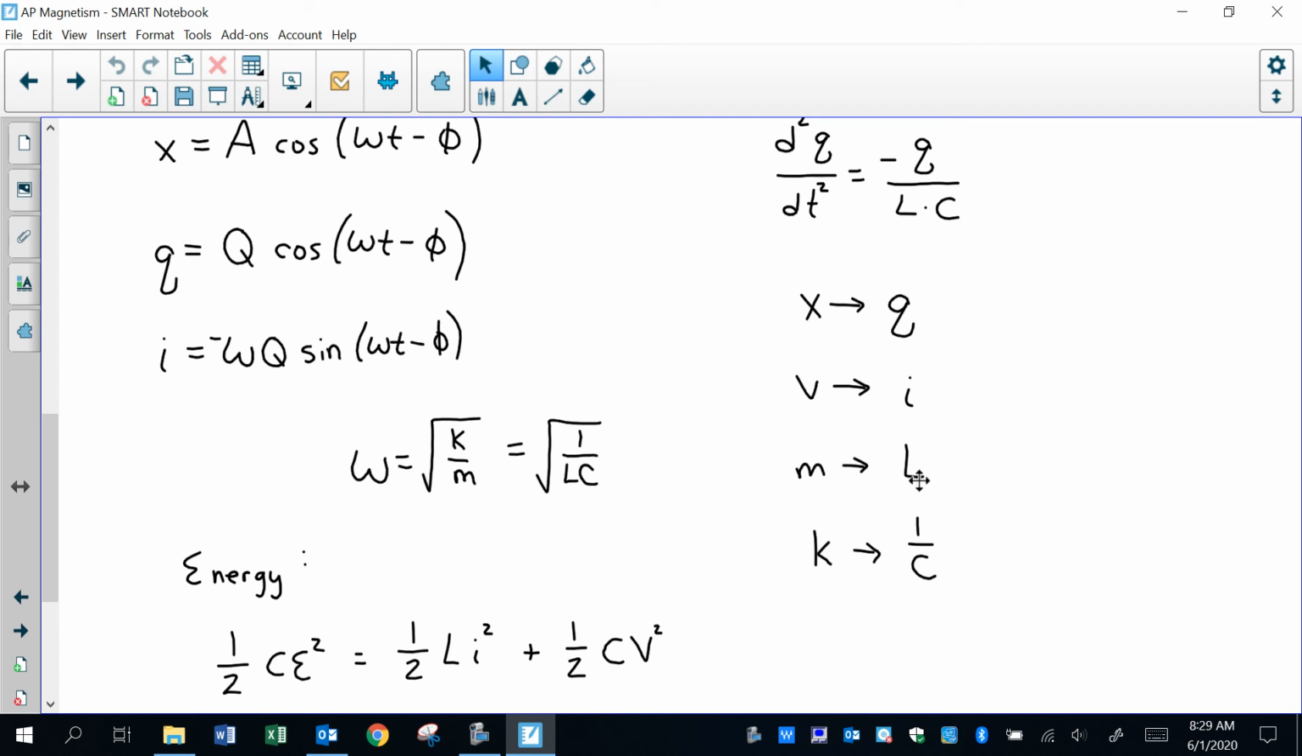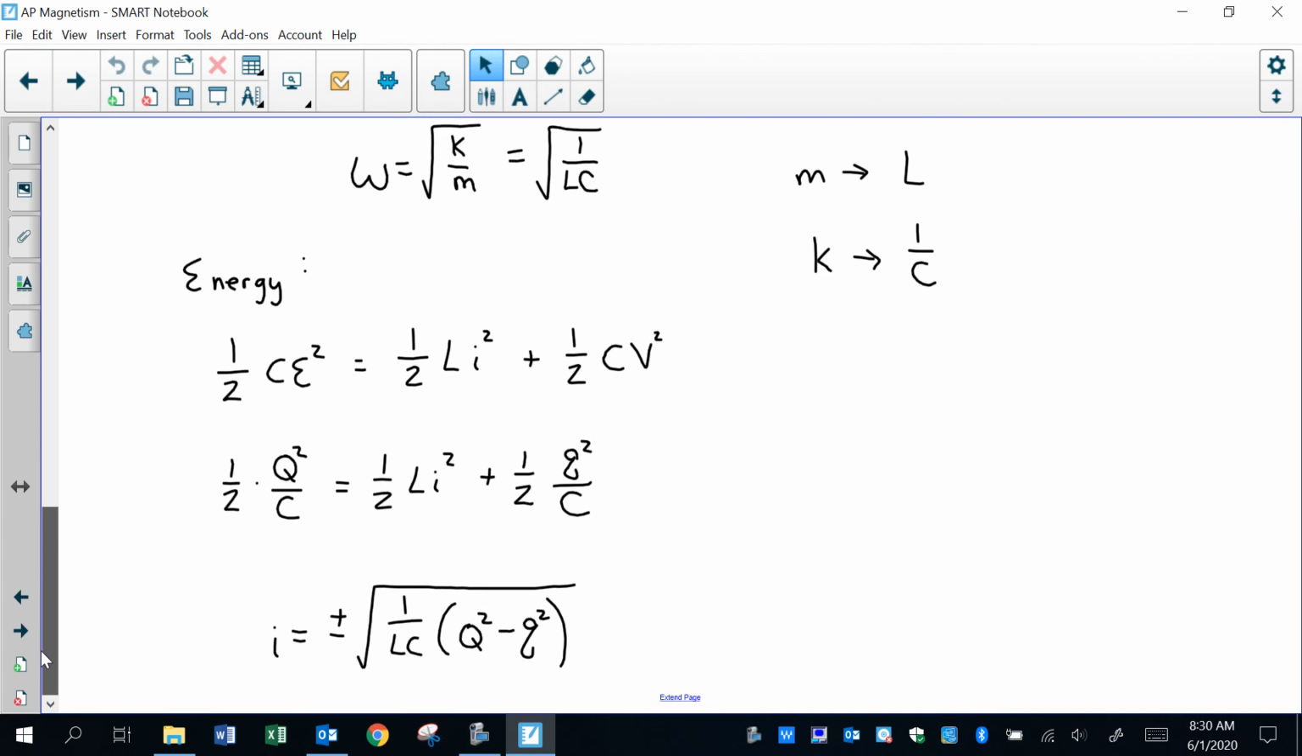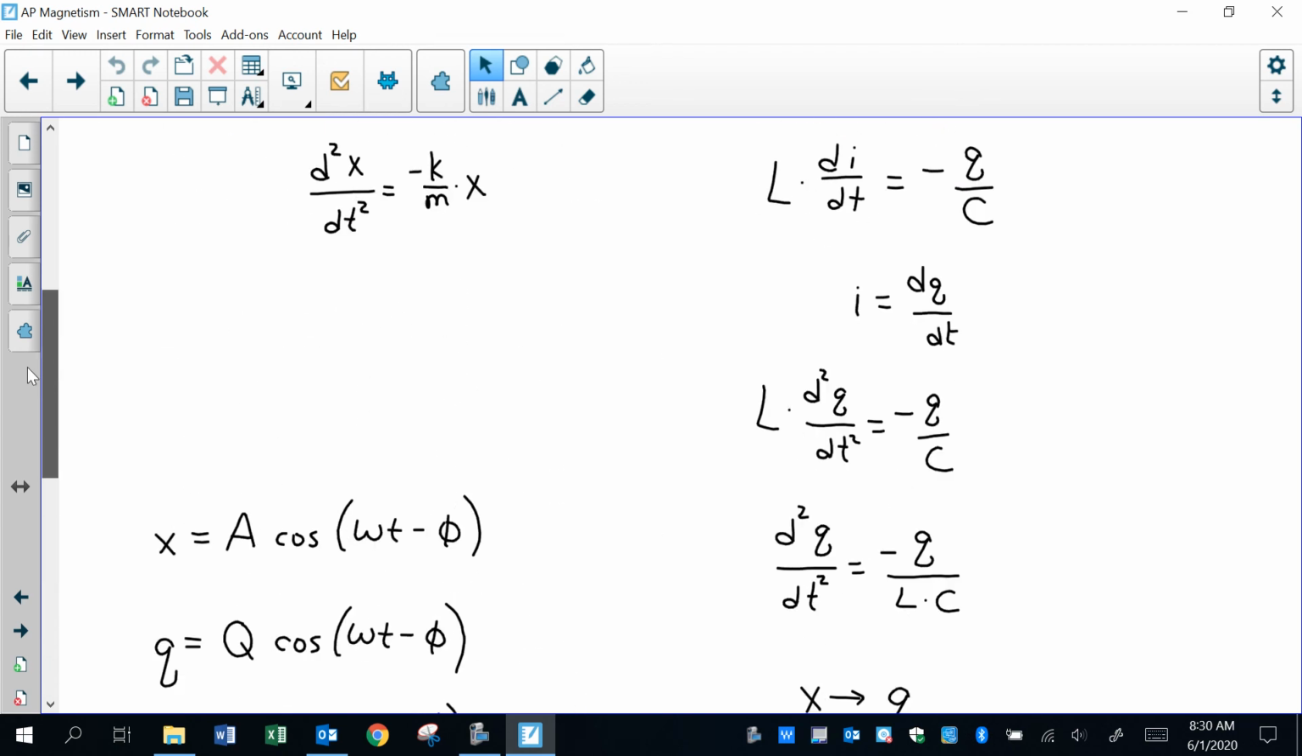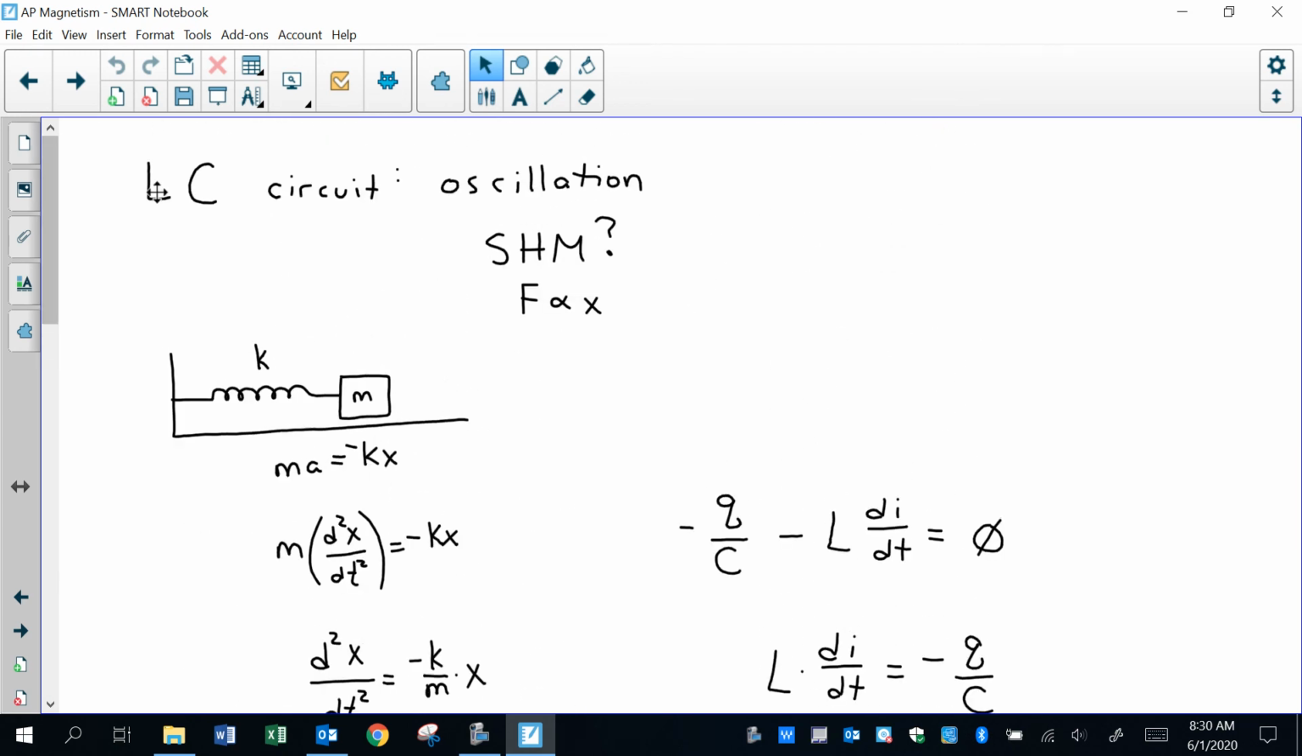It's resistance to change. And then K was the strength of our spring. The stronger the spring, the quicker things snap back. Well, this right here is our storage space. The more storage space I have, the longer things are going to take. So I see an inverse relationship there. So you can use all of our simple harmonic motion framework, and you can simply bring over your LC circuit info as well.